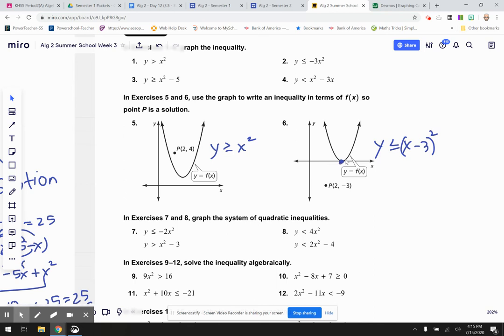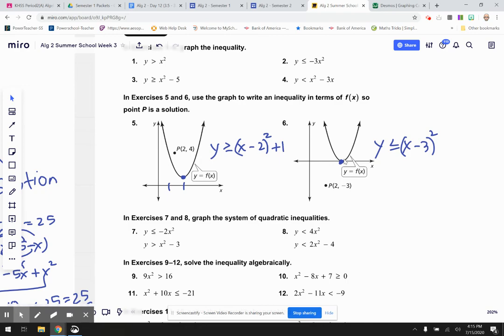Let me see this first one. Yeah, the first one is probably up over 2 and up 4. This is probably up 1 and over 2. So it's probably 1 to the right, and no, 2 to the right. Oops, 2 to the right, and 1 up. So 2 to the right and 1 up. And it would be a less than or equal to, or greater than or equal to, because it's above the vertex. Okay, so there's 5 and 6.